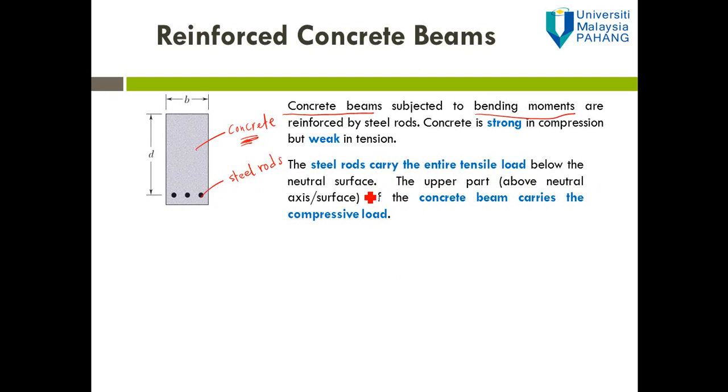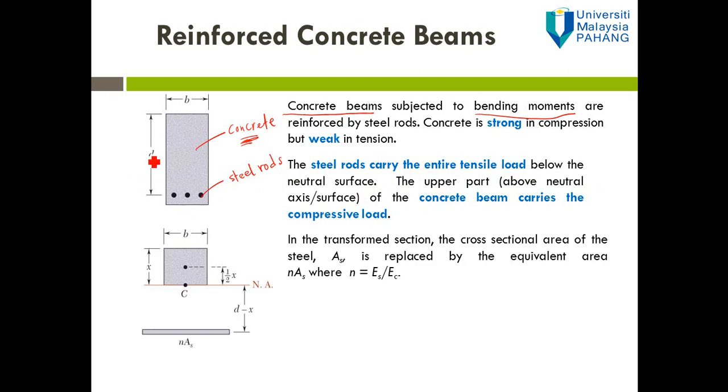Let's say this is the neutral axis, and assume that the beam is subjected to positive bending moment. What is the positive bending moment? It means that if you have a beam, the moment will be in this direction. That is the positive bending moment.